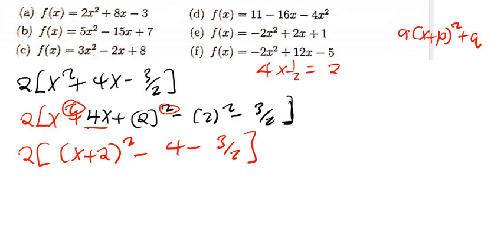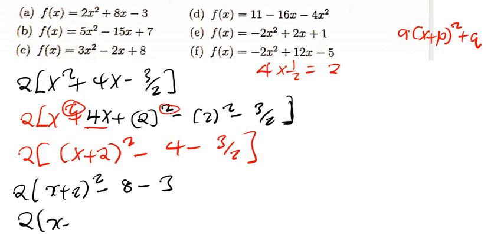When I reach this point, I can simplify. Before that, I can even open the brackets, which is going to be 2 times (x plus 2) squared, then minus 2 times 4 is 8, minus 2 times 3 over 2 is 3, so 8 plus 3. So I'll have 2(x + 2)² minus 11. Now I've expressed this in the required form.